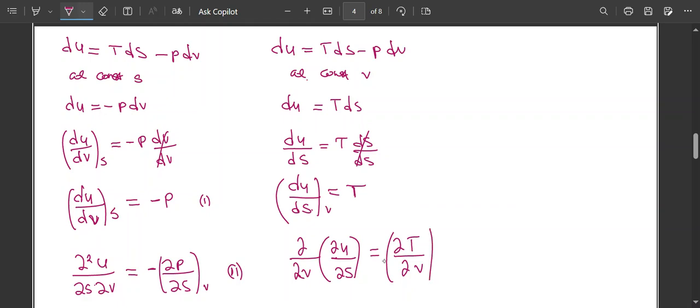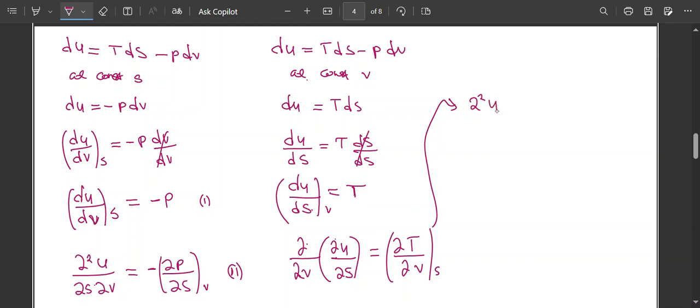So here, now at constant entropy, you get this. If you notice here, this and this are just the same. So this can be written as partial times partial, that is partial squared. By the way, I'm writing partial as something else. So this will be partial squared.